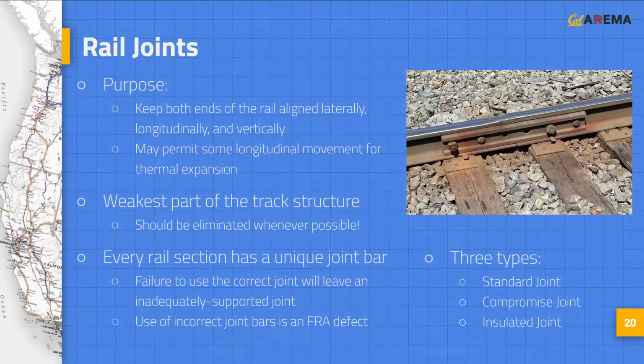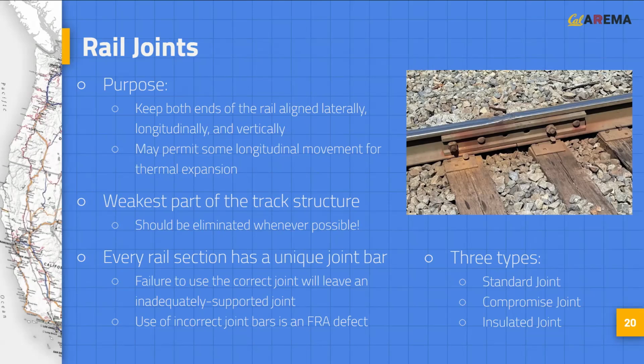Next, we have rail joints. The purpose of the rail joint is to keep the two ends of the rail aligned laterally, longitudinally, and vertically. Each rail joint is made up of two joint bars, seen in the photo above. These joint bars are mounted between the head and base of the rail to keep the ends aligned and are tightened together by the appropriate track bolts, reducing movement while permitting some longitudinal movement for thermal expansion.